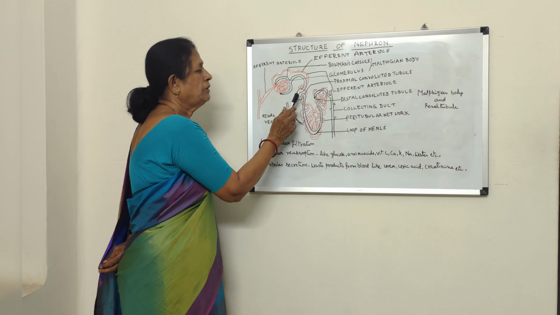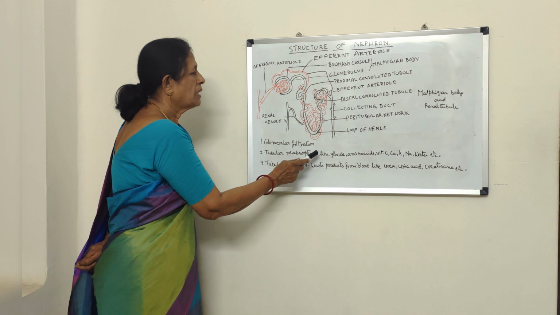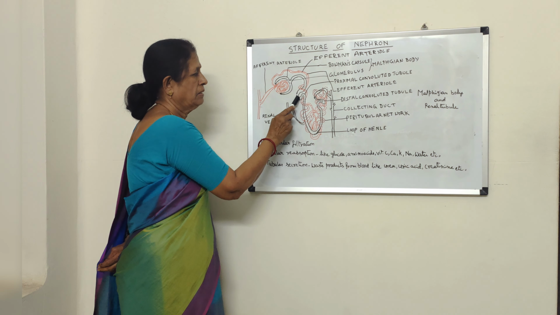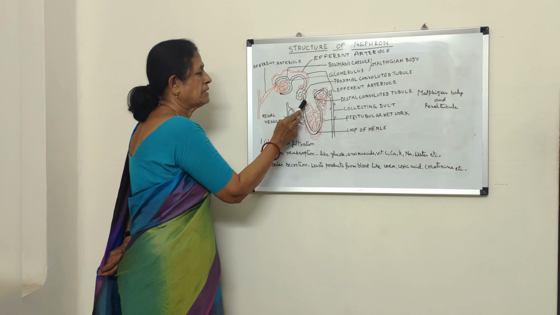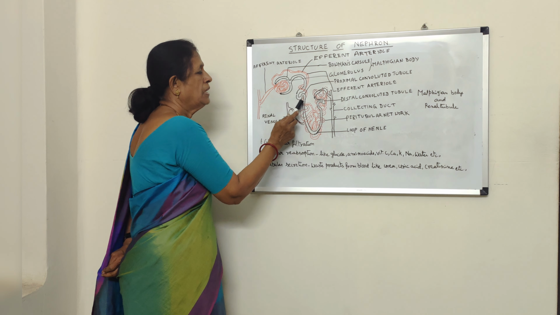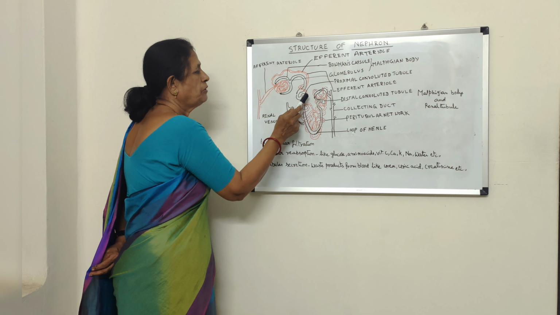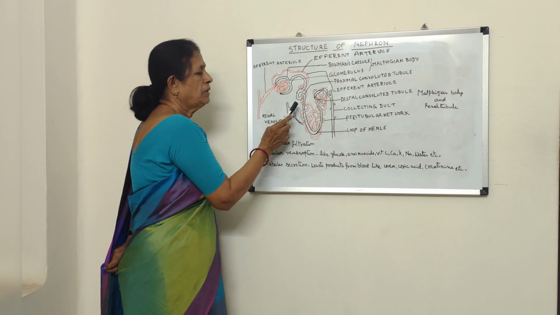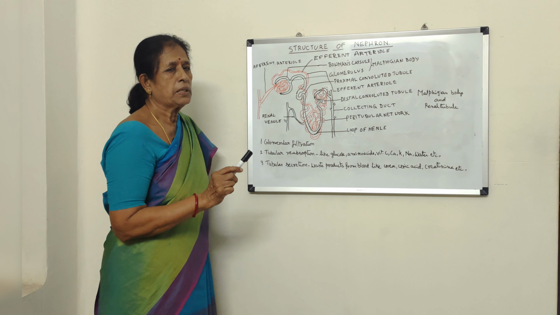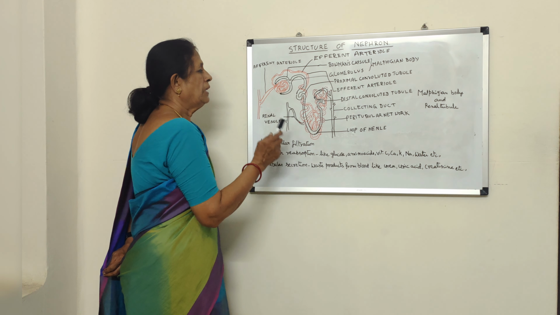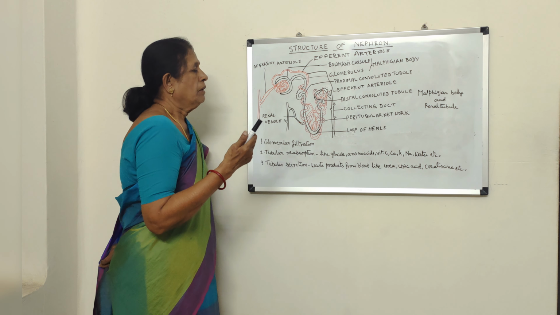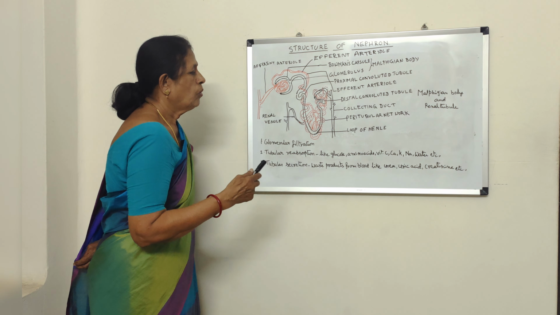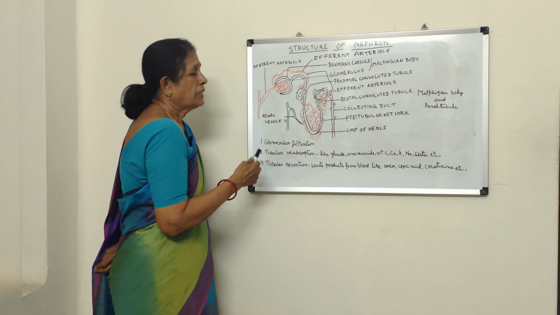In the proximal convoluted tube, what happens? Reabsorption of important substances by the blood, the peritubular network. So there are so many blood vessels, they have formed a network around the renal tubule. In the proximal convoluted tube, reabsorption of important substances will take place, like glucose, amino acids, and calcium, sodium, potassium, water, etc., and important vitamins.